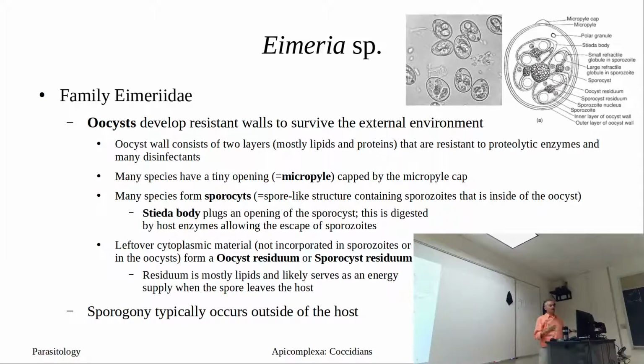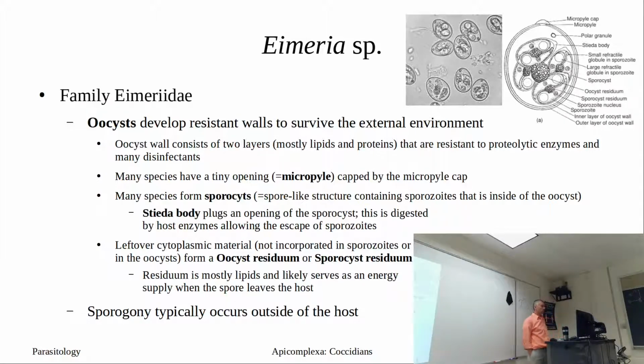In Eimeria, these oocysts develop very resistant walls. These are very resistant to disinfecting conditions, which means if you get it in a hen house, it's going to be hard to get rid of. And especially if you get it in a hen house, the pathology itself, you'll know it. I mean, good chance that you're going to lose that entire coop.